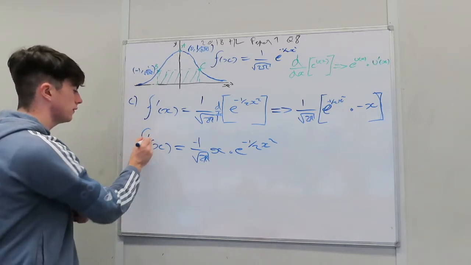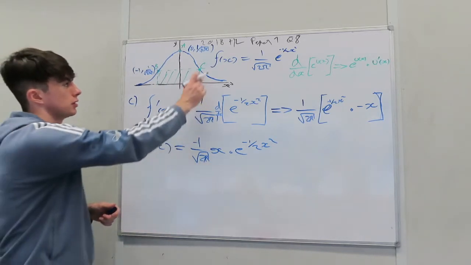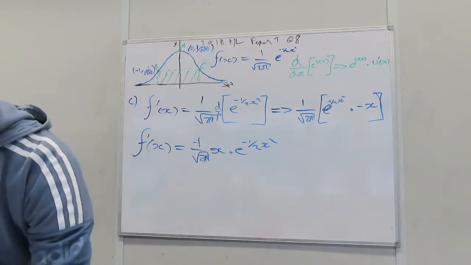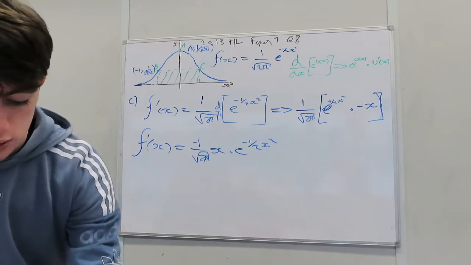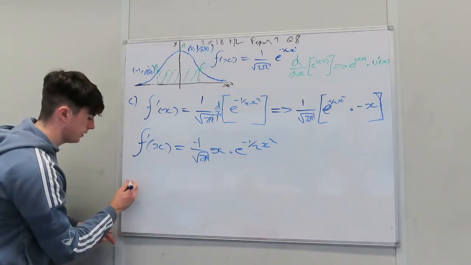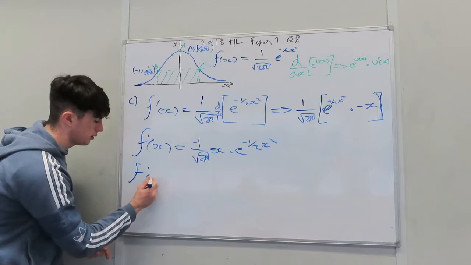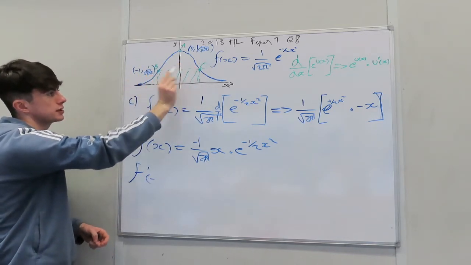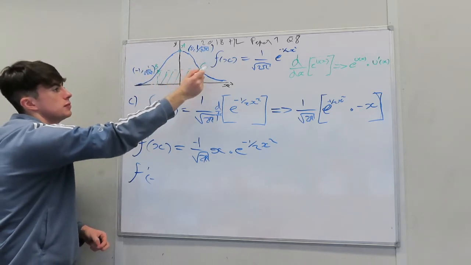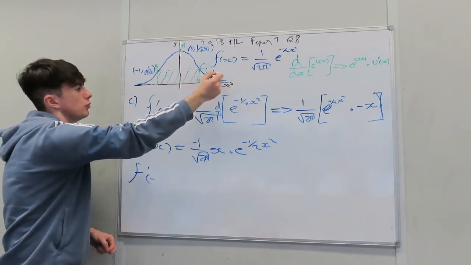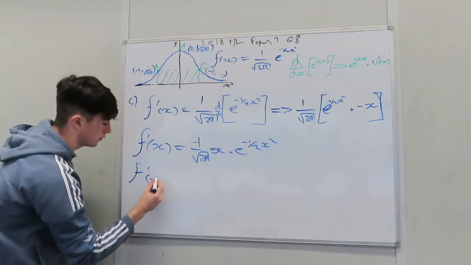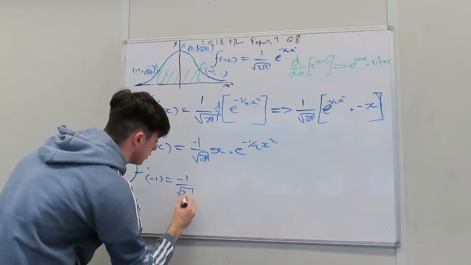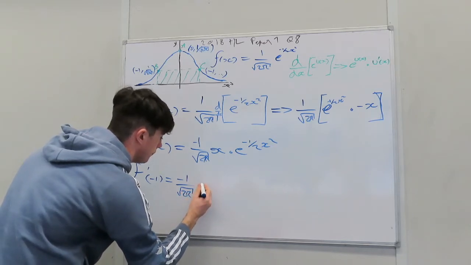We have to find the slope at the point C. So we know that the coordinates are C, and because it's symmetrical, it's minus 1 at B, and the same height over at C, so it's minus 1 over the square root of 2 pi.